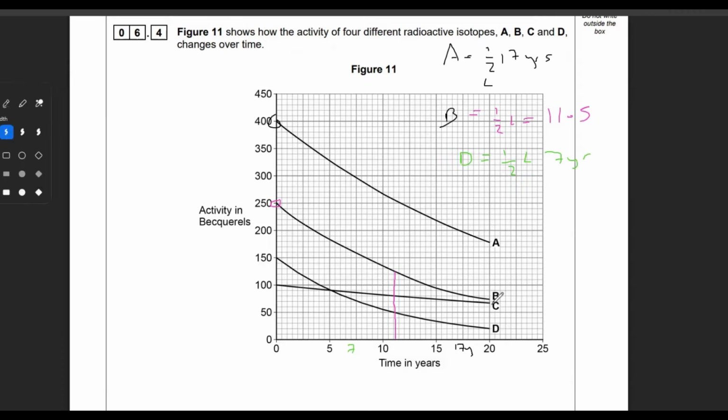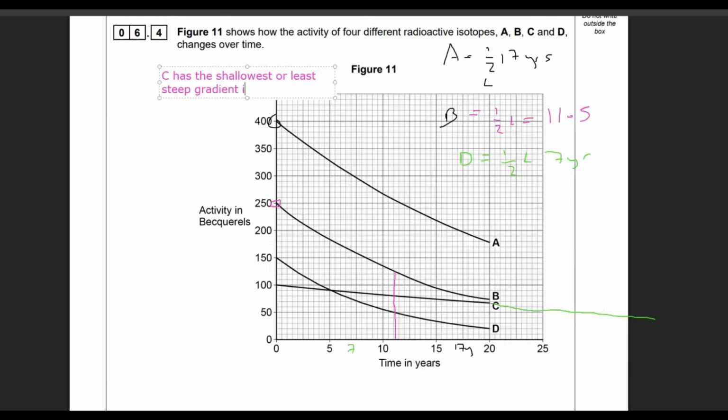In fact, if we carried it on and made a prediction of when it would hit 50, it would be somewhere over here. It's like a 35-year half-life. So C is the most stable. C has the shallowest or least steep gradient. It has the biggest half-life.